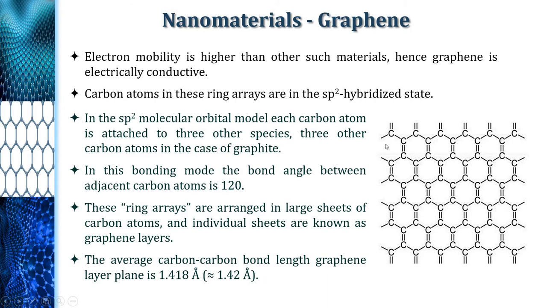The rings are hexagonal rings of carbon atoms. That is why it is called a honeycomb lattice, honeycomb framework or hexagonal framework. And the average carbon to carbon bond distance in graphene is around 1.42 angstrom.